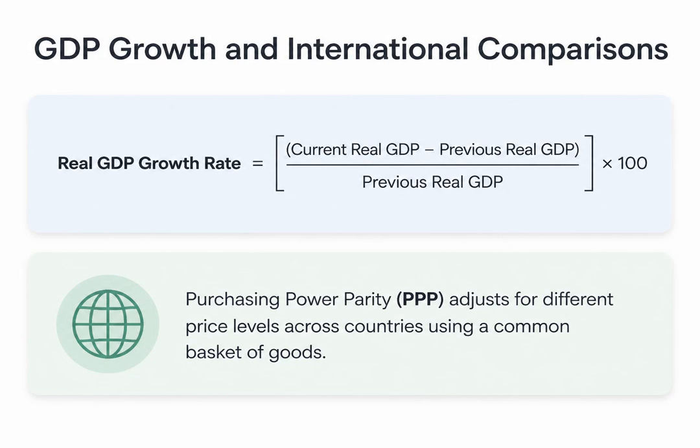When we hear about the economy growing, we are talking about the real GDP growth rate, which is the percentage change in real GDP from one year to the next. When comparing these numbers between different countries, we cannot just rely on standard currency exchange rates because things cost different amounts in different places. Instead, economists use purchasing power parity, or PPP, which uses a common basket of goods to make a fair apples-to-apples comparison.